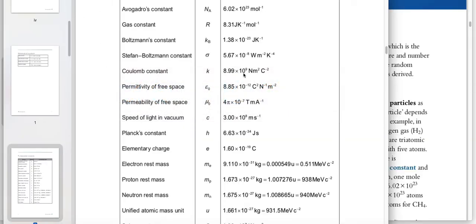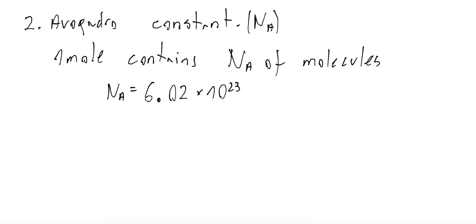The Avogadro constant you can find in your data booklet. It's here, the first number. You can see 6.02 times 10 to the power of 23, described as the Avogadro constant, symbol N_A. Okay? So again, if you have 6.02 times 10 to the power of 23, then the amount is 1 mole. Is it clear?